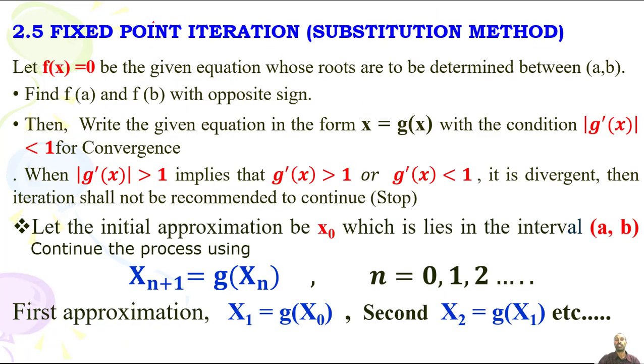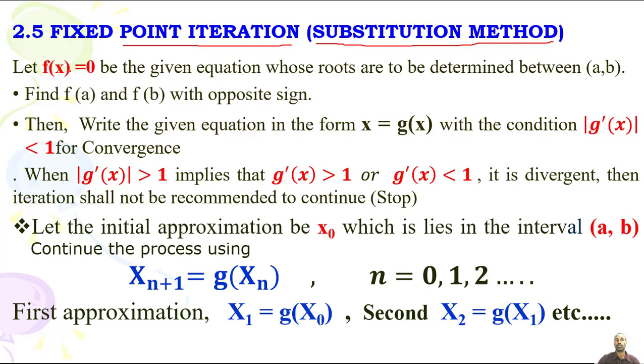Okay, the fifth one is fixed point iteration, also called the substitution method. It is a successive approximation, where the previous value is substituted for the next iteration.